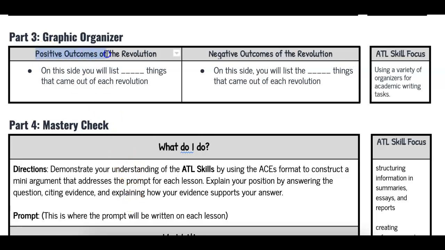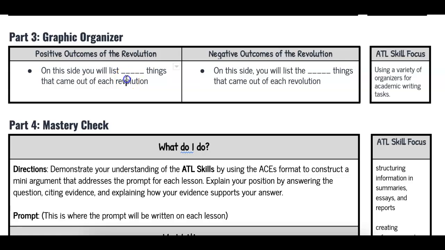Your graphic organizer will have two columns. Your column on the left will be positive outcomes of this revolution. On this side, you're going to list good things that come out of each revolution. We're looking for outcomes, which are results. So we'll look at positive things that resulted. On the other side, you'll look at negative outcomes of whatever revolution it is, and you will list the bad things that come out of each revolution.